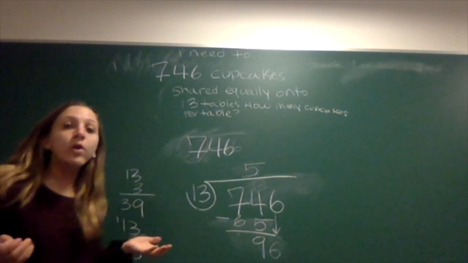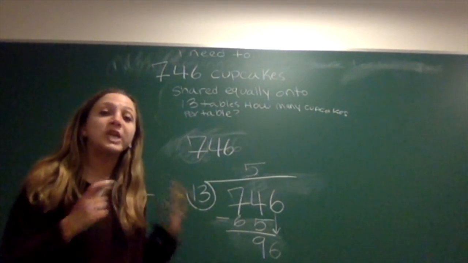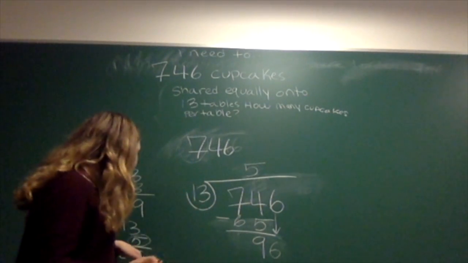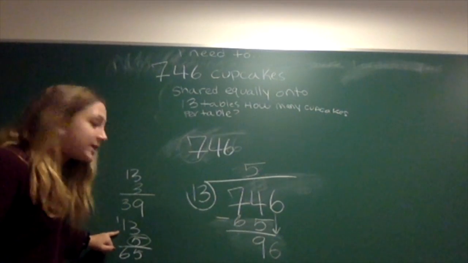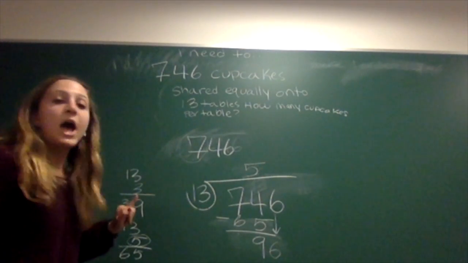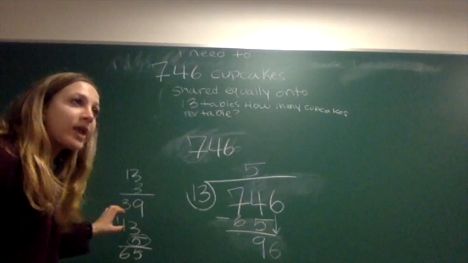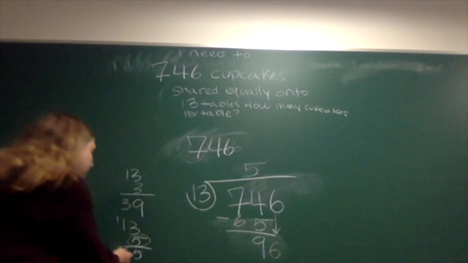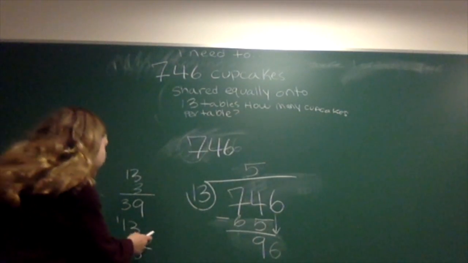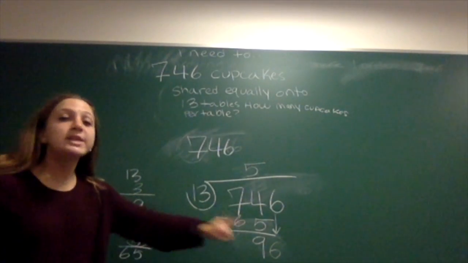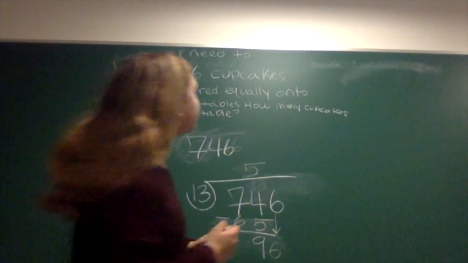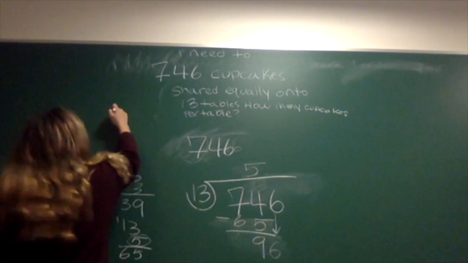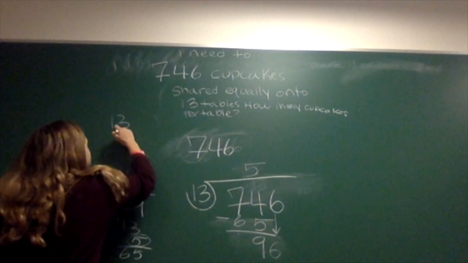Now, in order to figure out how many cupcakes are going to go onto each table, we can use estimation again. So I already know that 13 times 5 is 65. I can definitely put more than 5 cupcakes onto each table because we already know that 5 cupcakes is 65, but we have 96 ones. So let's try a little higher. We'll do 13 times 7.